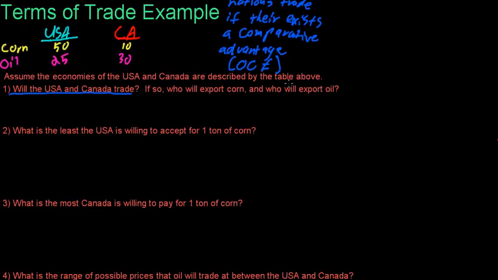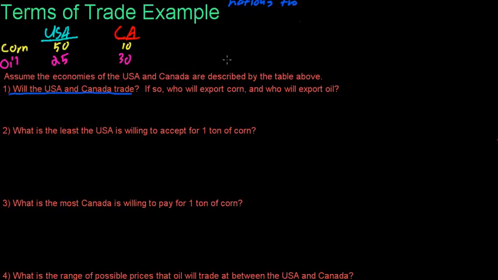All right, so in the interest of space, I'm just going to go ahead and back all of that up. I hope that that makes sense. If not, you should go back and review some of those other videos on opportunity cost and then comparative advantage. And so we're just going to go ahead and calculate the opportunity cost for the USA and for Canada for both corn and oil.